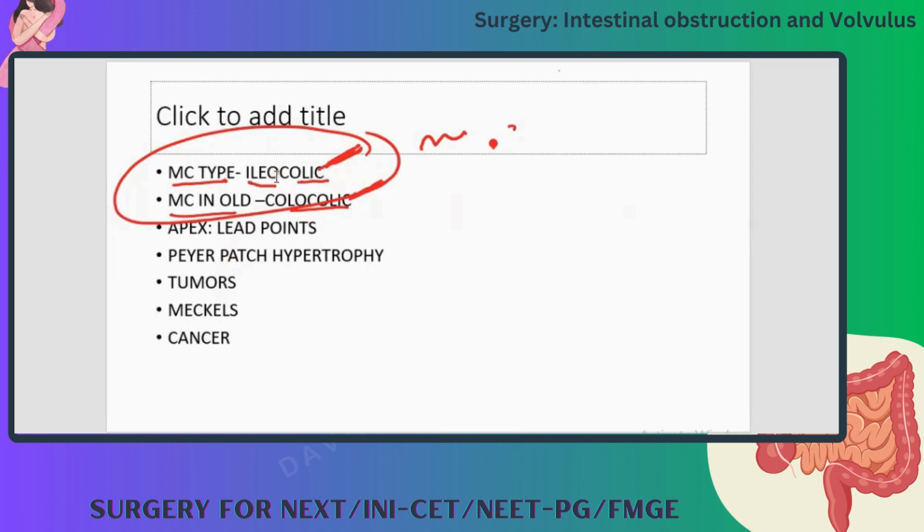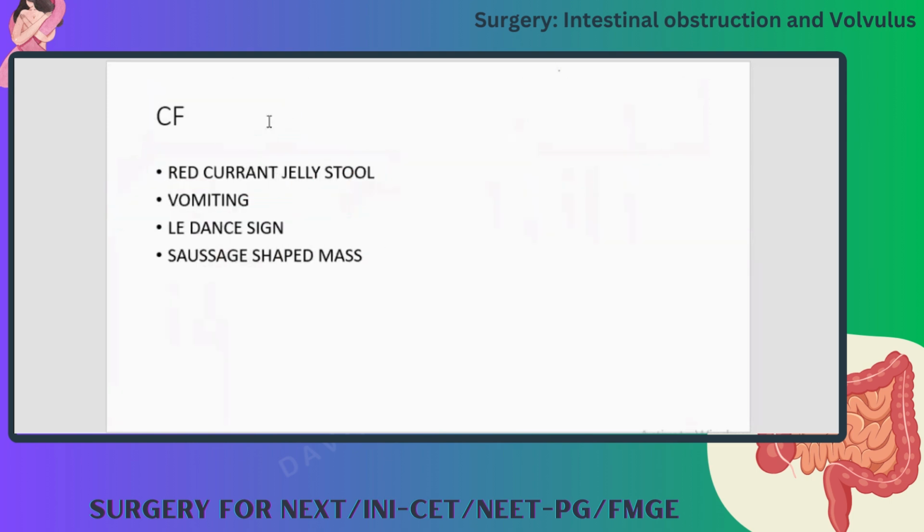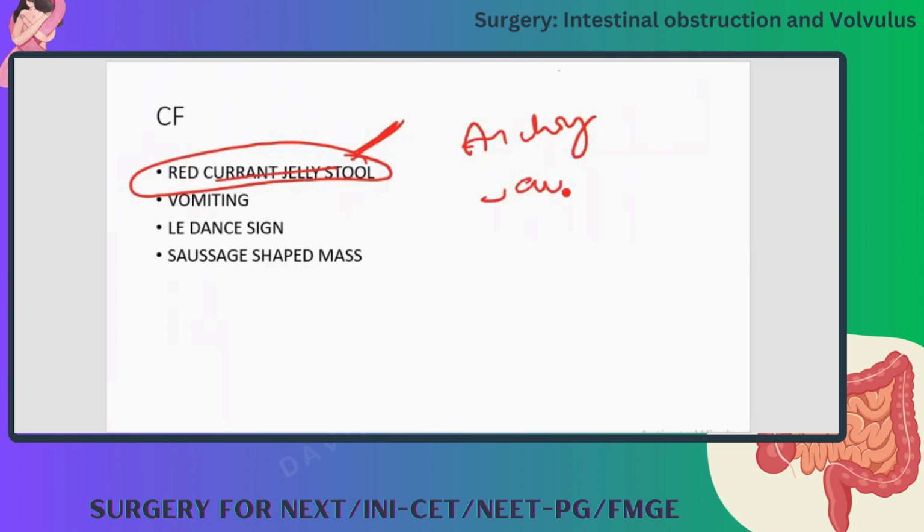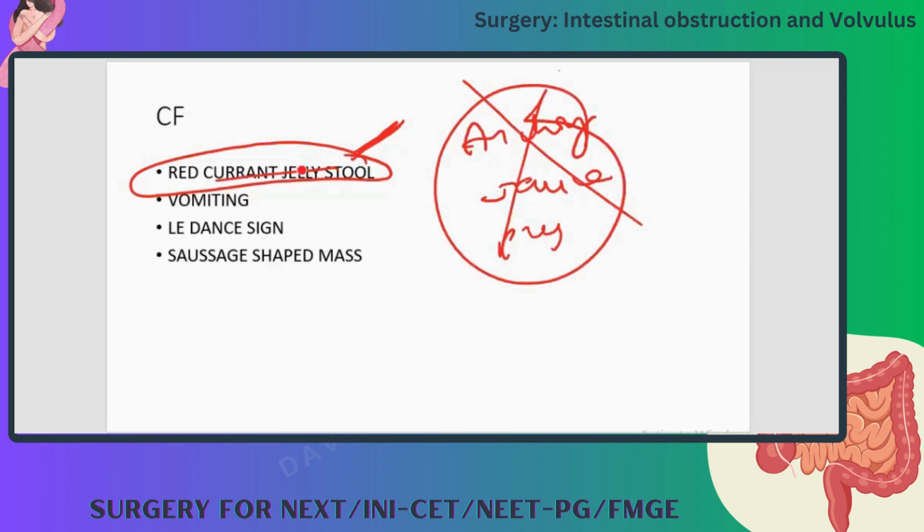And the clinical features: the patient will pass red currant jelly stool. Where else do you see it? Amoebiasis. Here you will see red currant jelly stool. Remember, this is intussusception.